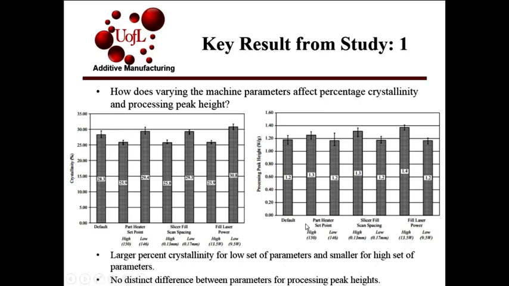And to our right, we have the processing peak height. As you can see here, for the low set of parameters, they're all roughly equal to the default, and for the high set of parameters, they're all slightly larger than the default. But these error bars overlap, specifically for the part heater set point and slicer fill scan spacing. Because of this, we cannot come to a significantly different result. Therefore, we cannot make a definite conclusion from these results.